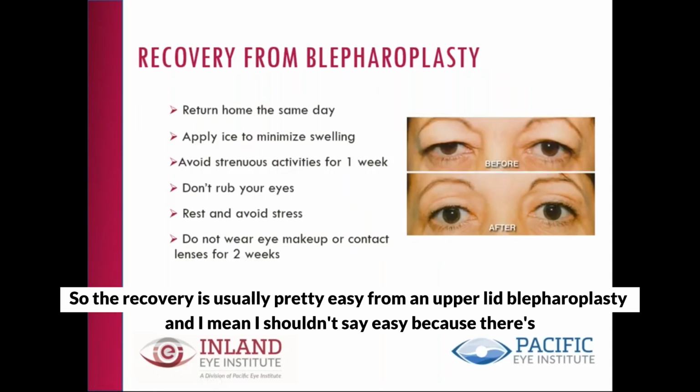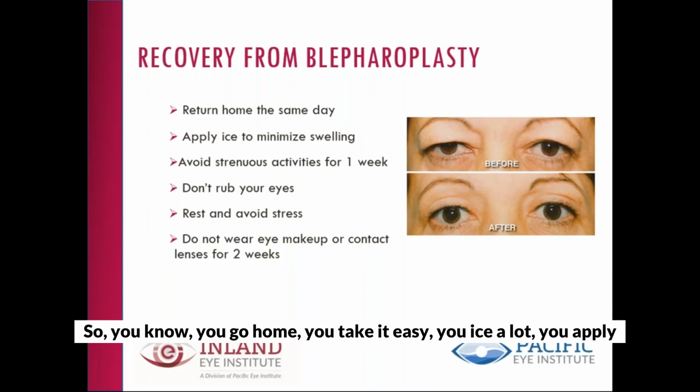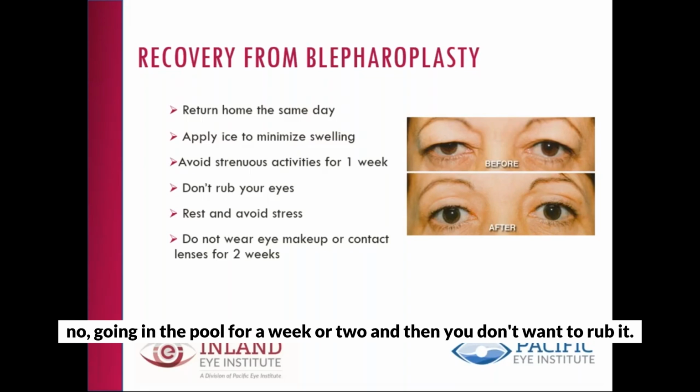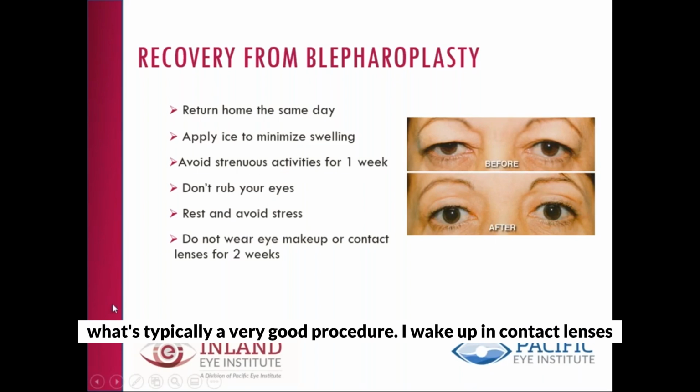So the recovery is usually pretty easy from an upper lid blepharoplasty. I mean, I shouldn't say easy because there's no surgery that's easy, but most patients find that it's not that bad. So you go home, you take it easy, you ice a lot, you apply some antibiotic ointment to the eyelids and to the eyes, no exercise, no going in the pool for a week or two, and then you don't want to rub it. You want to make sure you just take it easy and don't do anything that is going to mess up what's typically a very good procedure.